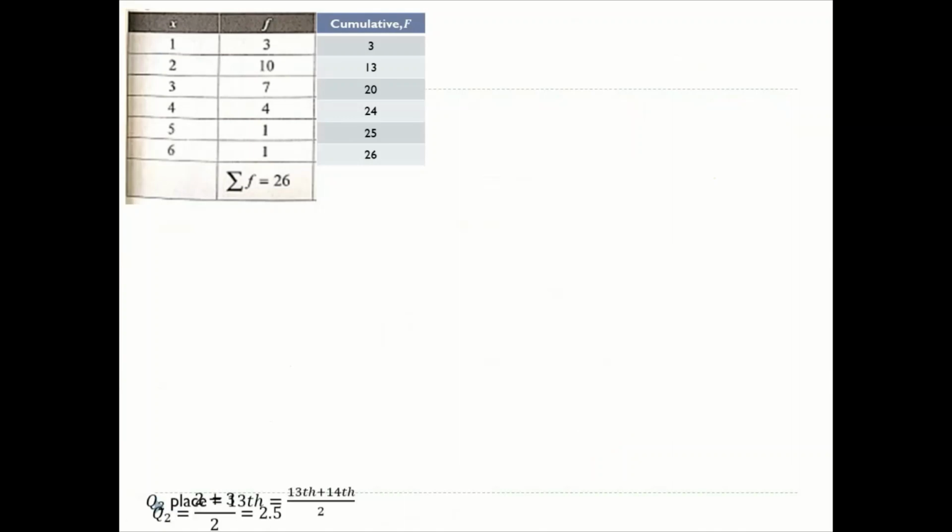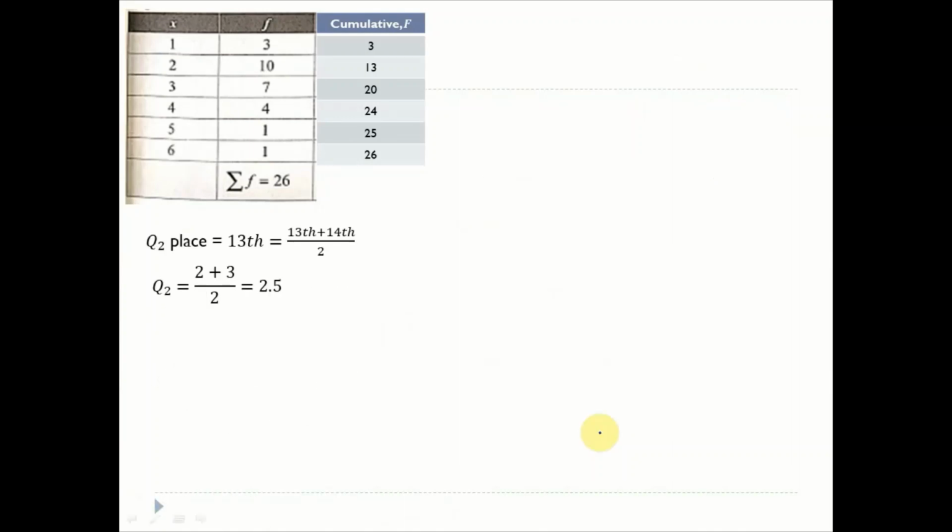In order to calculate the median, I need to have this cumulative frequency. And then I need to find the Q2 place, where I have 26 numbers. 26 divided by 2 is 13. Therefore, I need to take the 13th and 14th numbers divided by 2. My 13th number is 2 plus the 14th number, 3, divided by 2. I get my median 2.5. So I already have my median.